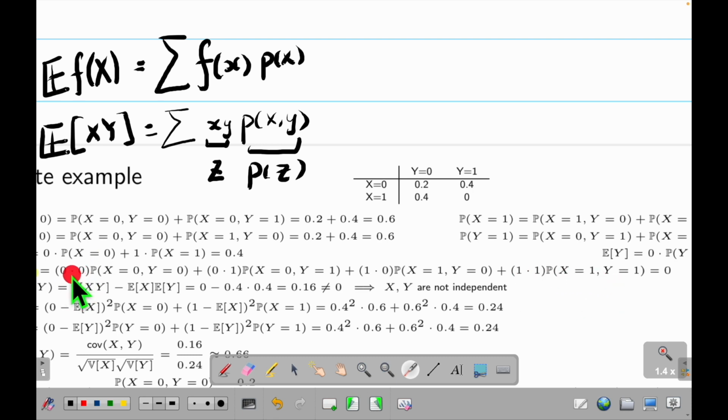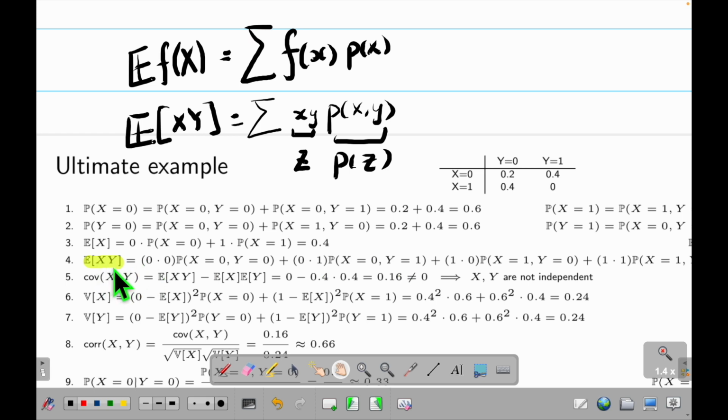This number is 0, so everything multiplied by 0 is 0. There is a 0, so everything here is 0. There is a 0, everything here is 0. This one is not 0, but the probability of x1 joint y1, that means this box is also 0. So therefore, the expected value of xy multiplied together is 0.